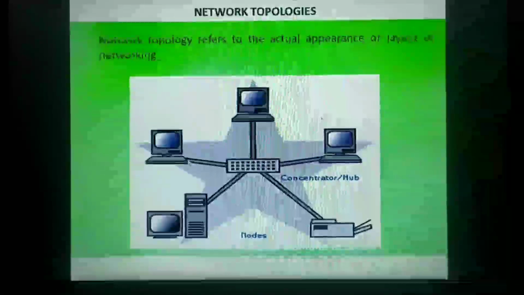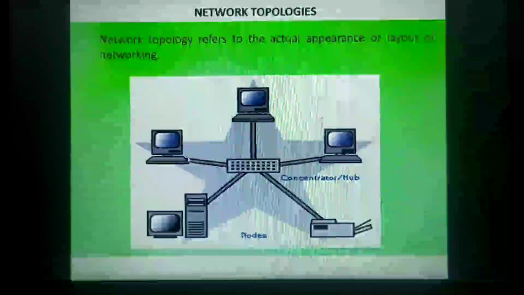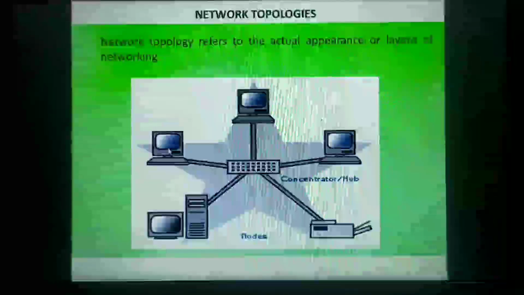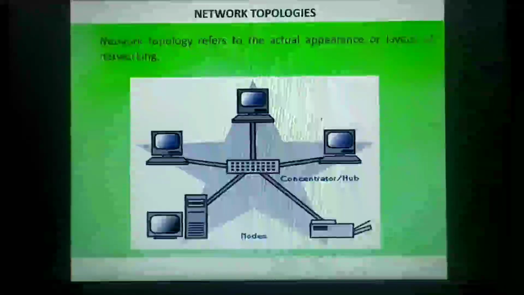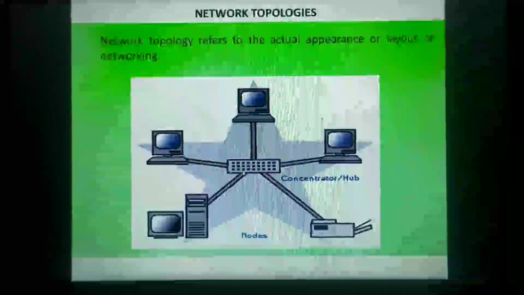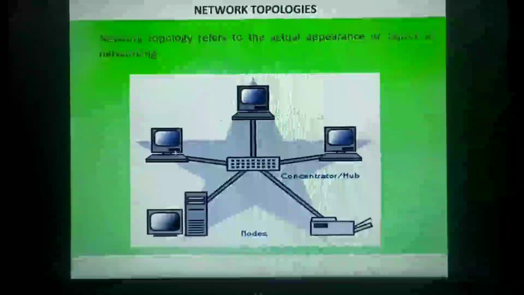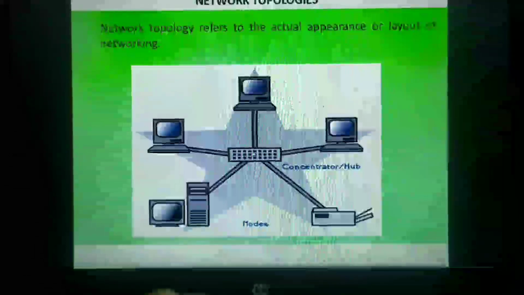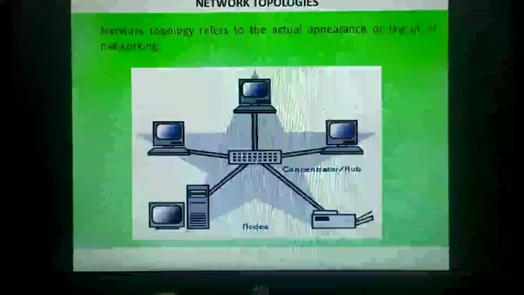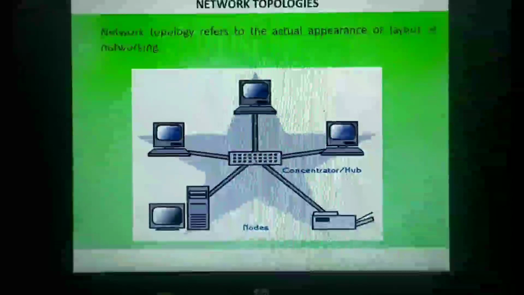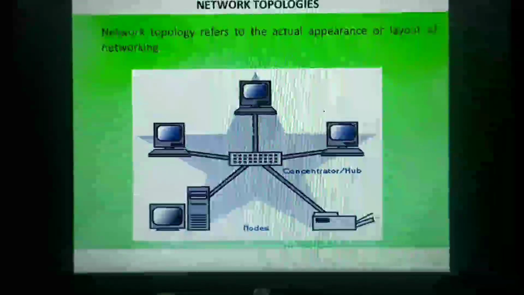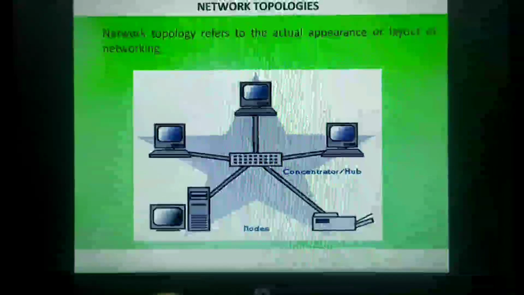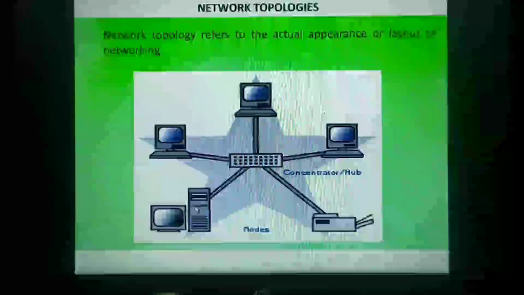Now this source wants to send a packet, I mean it wants to send data. Instead of saying data, I am using the terminology packet. So this source wants to send a packet to the destination. When it sends the packet, it first reaches its central node, the hub. What is the duty of this hub? The hub will send a copy of that packet to this node, a copy to this node, and a copy of the packet to this node as well.